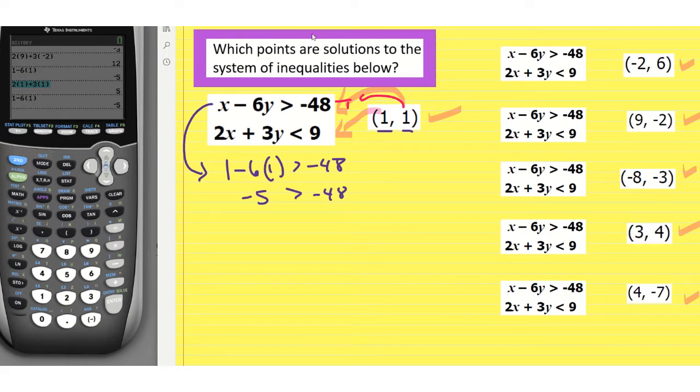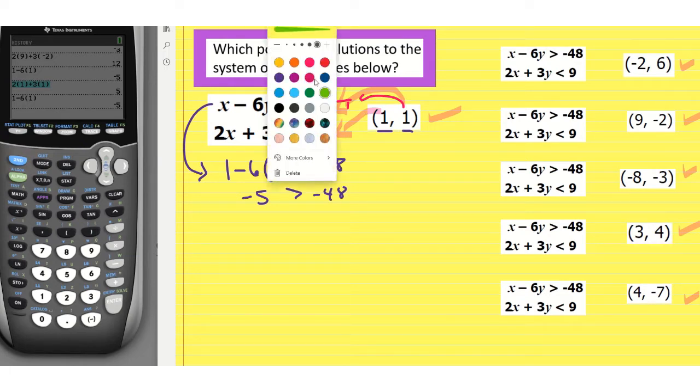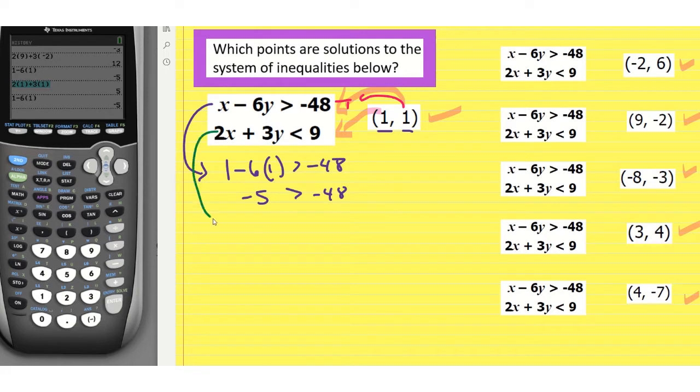Okay, so now let's try the next equation. Let's find a green here. Okay, so we're going to put this one down here. Again, we're going to plug in this point, 1, 1. So it's 2 times 1 plus 3 times 1, and we're going to see if it is truly less than 9. Okay, so 2 times 1 is 2. 3 times 1 is 3. 2 plus 3 is 5. Is that less than the 9? Yes, that is a true statement. 5 is less than 9, true statement.